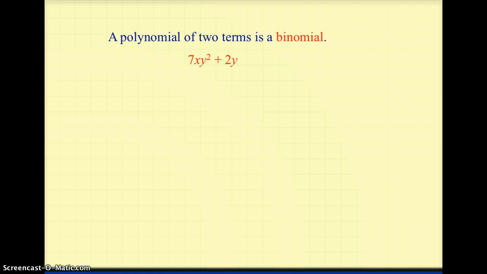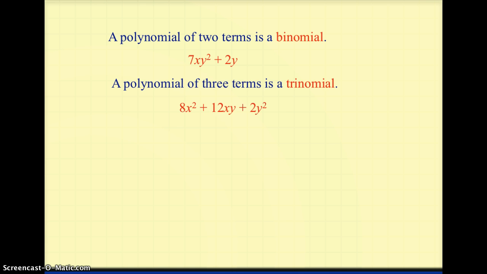Let's get started. A polynomial of two terms is called a binomial. So right here what we have is a polynomial with two different terms. The first term is 7xy squared, and the second term is 2y. A polynomial with three terms is called a trinomial. The first term in the trinomial is 8x squared. The second term is 12xy, and the third term is 2y squared.